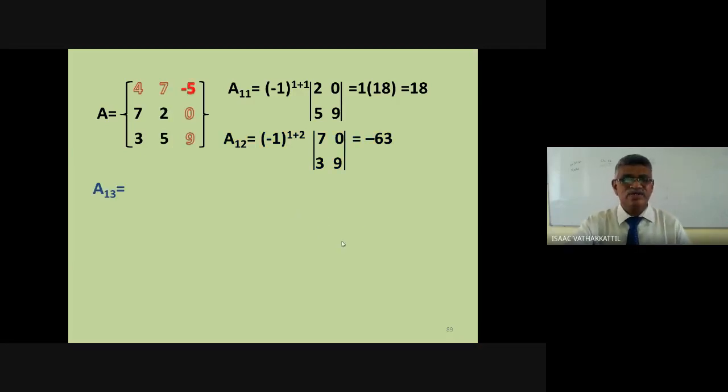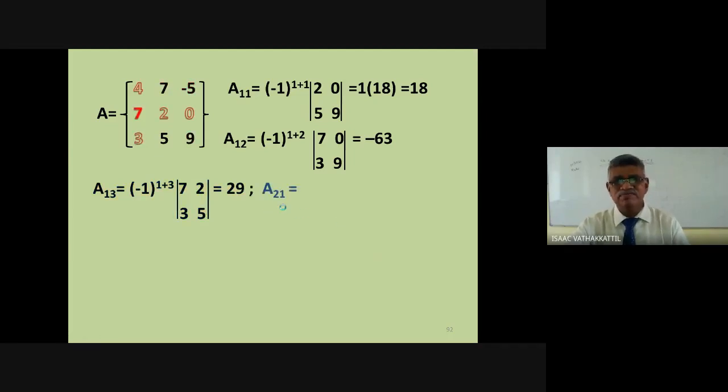Any queries you can ask me. We are proceeding smoothly. For A13, the cofactor of minus 5, this minus 1 raised to etc. you can ignore if you keep that sign convention, plus minus plus alternating signs, in your mind. It will be plus of 35 minus 6, that is 29.